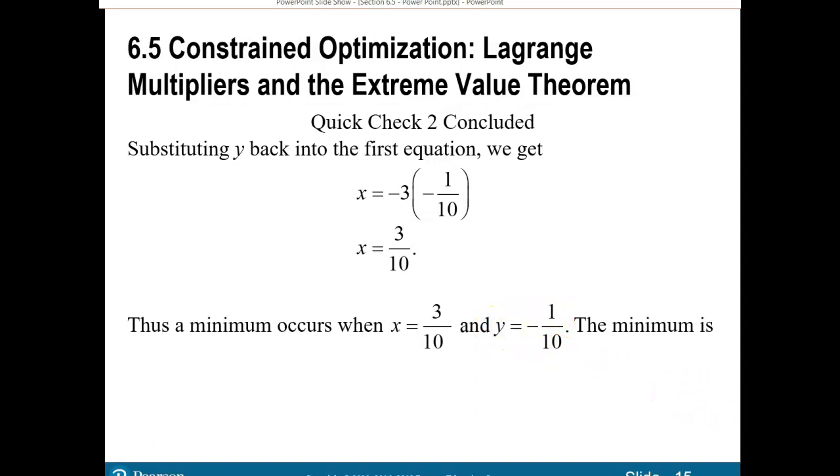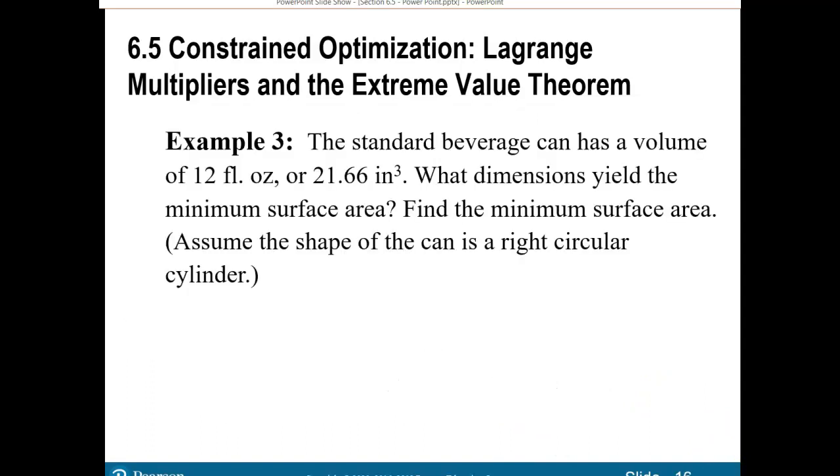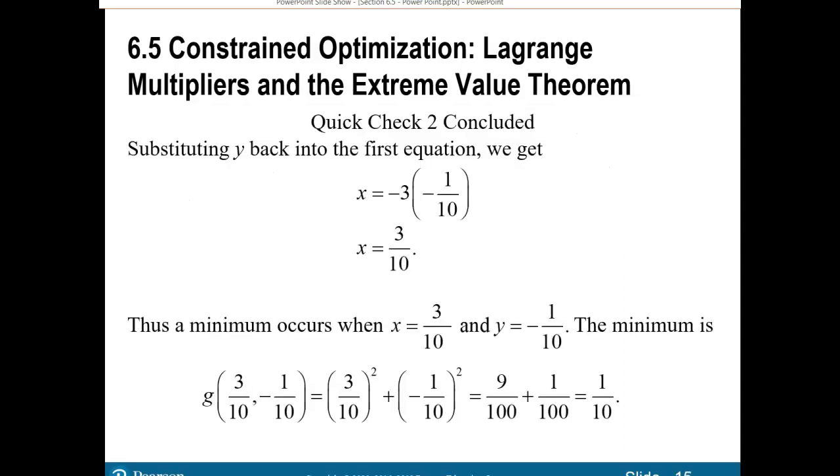So that minimum is going to occur at that ordered pair, and the minimum value will be what you get if you plug that ordered pair back into the original function g, x squared plus y squared. So 9 over 100 plus 1 over 100, 10 over 100, or 1/10. Whoops, I need to move out of that too quickly.